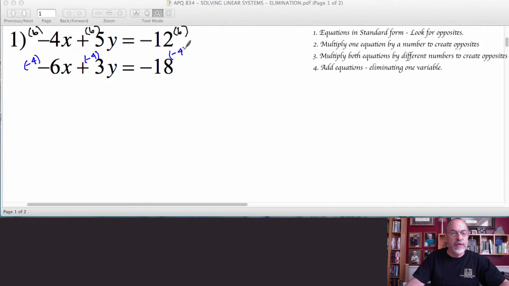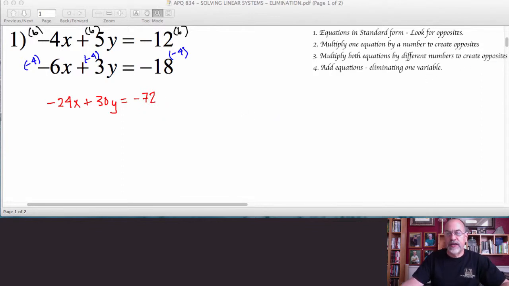Okay? So now because I'm multiplying them by different numbers, I'm going to have to rewrite each equation, and again I want to line them up, so I'll rewrite them underneath. So taking the first equation, 6 times negative 4 is negative 24x, 6 times 5 is 30y, and then negative 12 times 6 is negative 72. Okay?